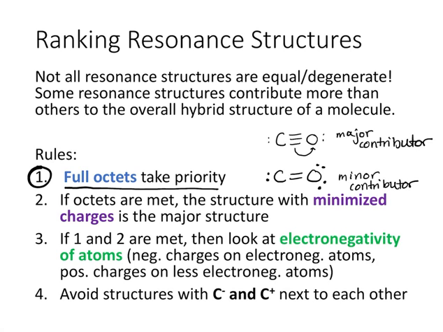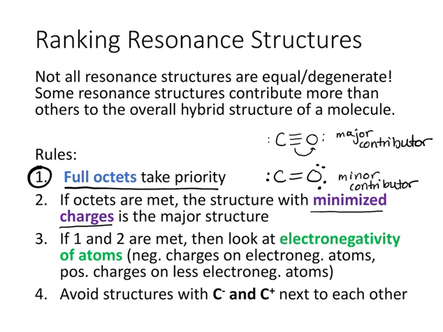Number two, if octets are met for all of the atoms, then the structure with minimized charges is the major structure. So we want our structures for the molecules to be neutral. If you do have a resonance structure that leads to charged atoms, then that would probably be the minor structure.